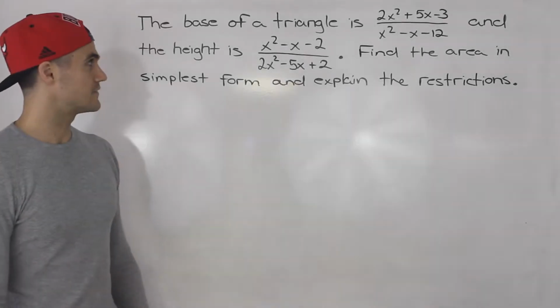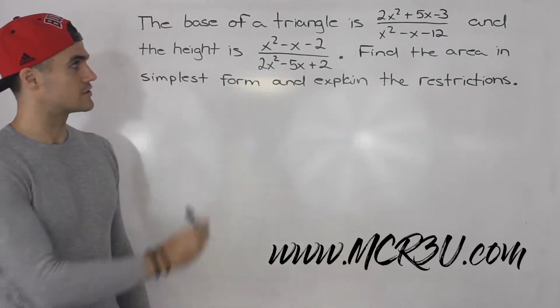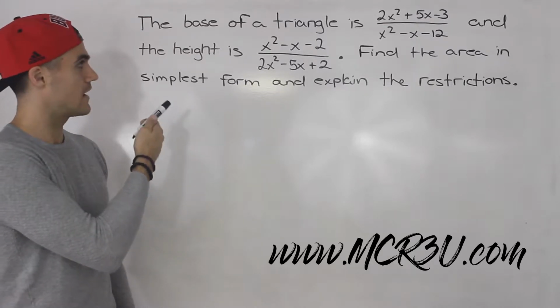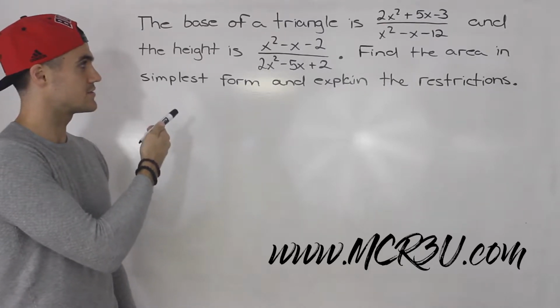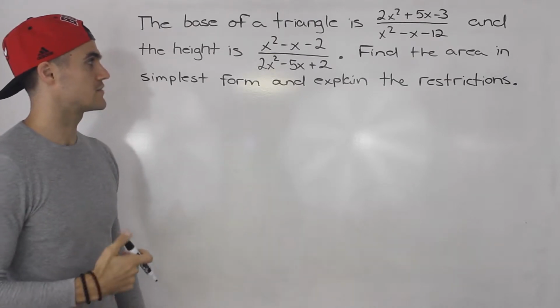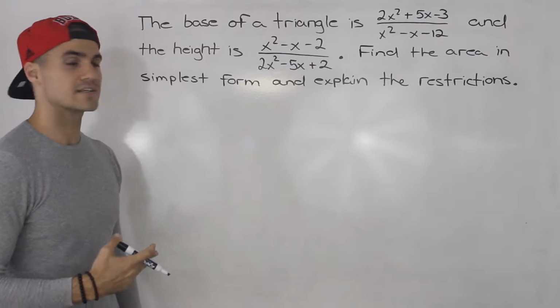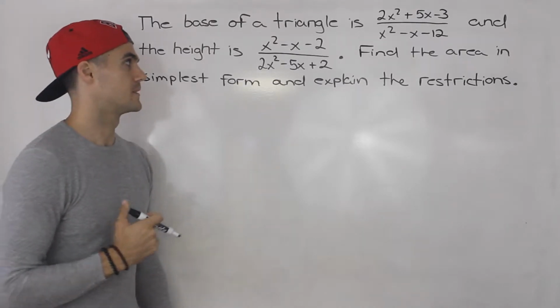Welcome back, guys. In this video, we're given the base of a triangle is 2x squared plus 5x minus 3 over x squared minus x minus 12, and the height is x squared minus x minus 2 over 2x squared minus 5x plus 2. We have to find the area in simplest form and explain the restrictions.